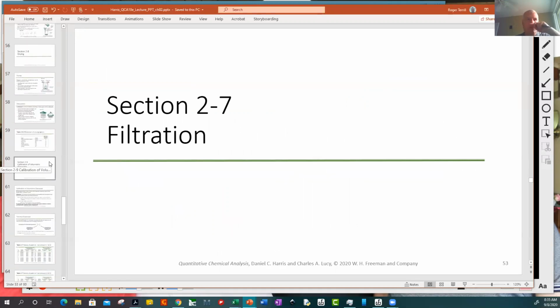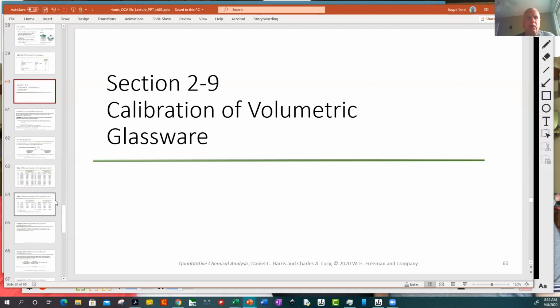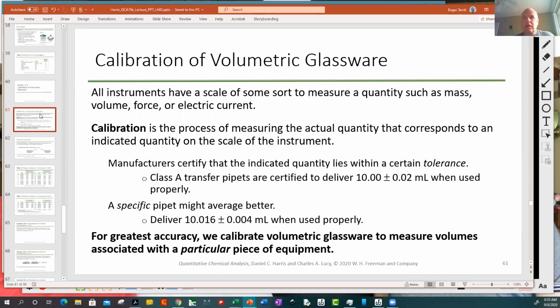Freeman or Dr. Tompkins. And then calibration of volumetric glassware. Here's a point where we should probably focus a little bit. Let's see. Okay, this is just the normal accuracy and precision that we expect from a piece of glassware, right?